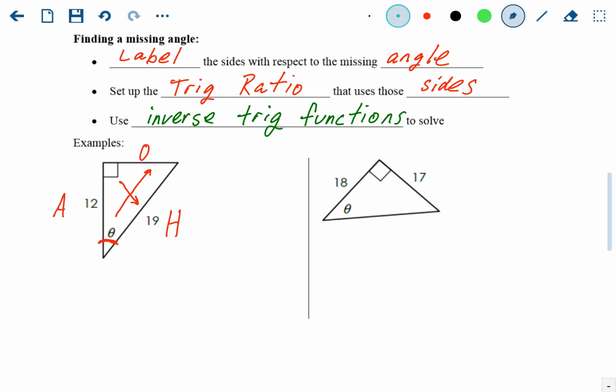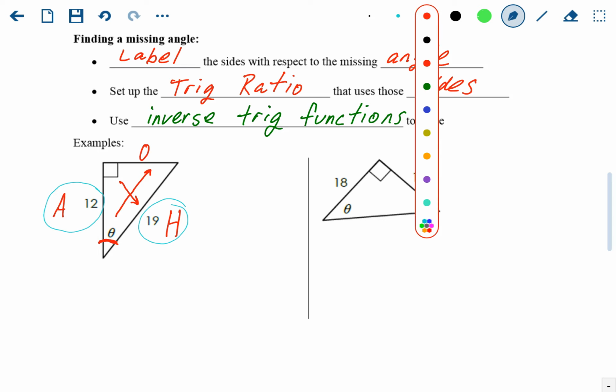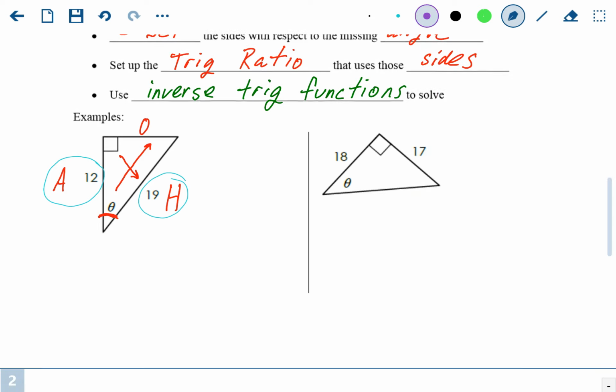So the ratio we need, the inverse trig function we're going to need, is whichever one involves the adjacent side and the hypotenuse side. And that, of course, is going to be cosine. Cosine is adjacent over hypotenuse. So set up the ratio. Cosine of angle theta, again, that's our variable in this case, is equal to the adjacent side divided by the hypotenuse side, 12 over 19.